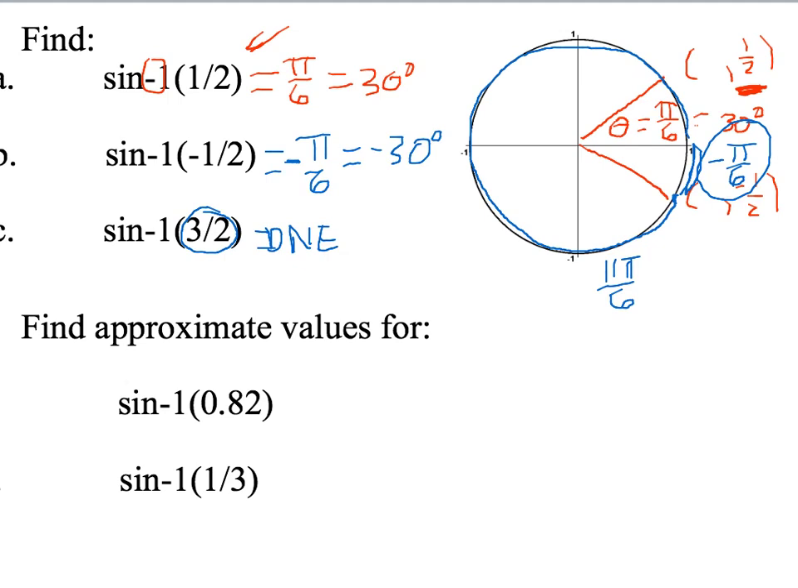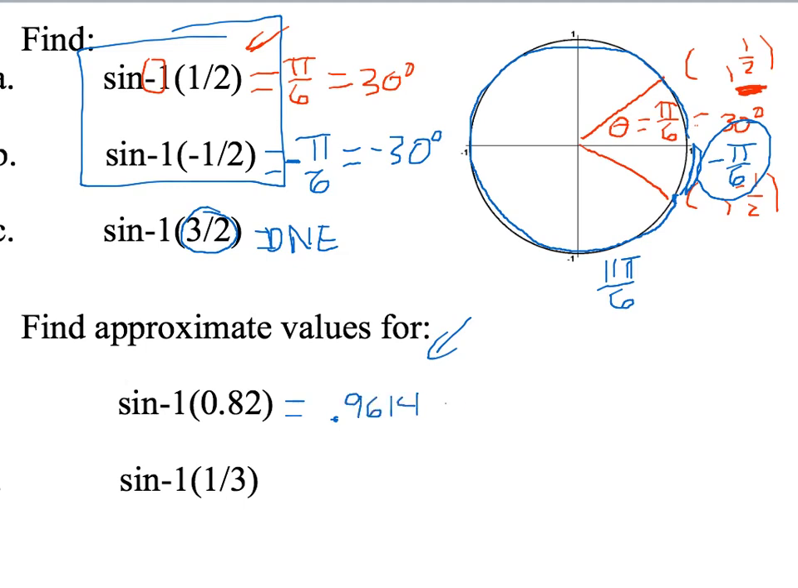So we will deal with problems like these two right here, where we're dealing with a value that's on our unit circle. But we could also have issues like these two here. I've got to take the inverse sine of 0.82. Well, I'm going to use my calculator for that. And depending on what mode I'm in, let's keep ourselves in radian mode, this would be 0.9614 radians.